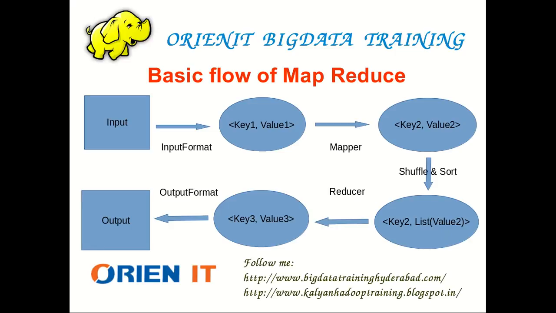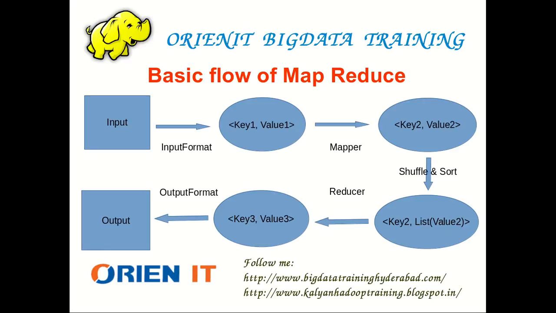So if I have a file of 1 GB and my block size is 64 MB, then I will have 16 blocks. By default, the number of blocks is equal to the number of splits. That means for the program, 16 mappers are going to be executed. That's the basic part everyone has to be clear on.